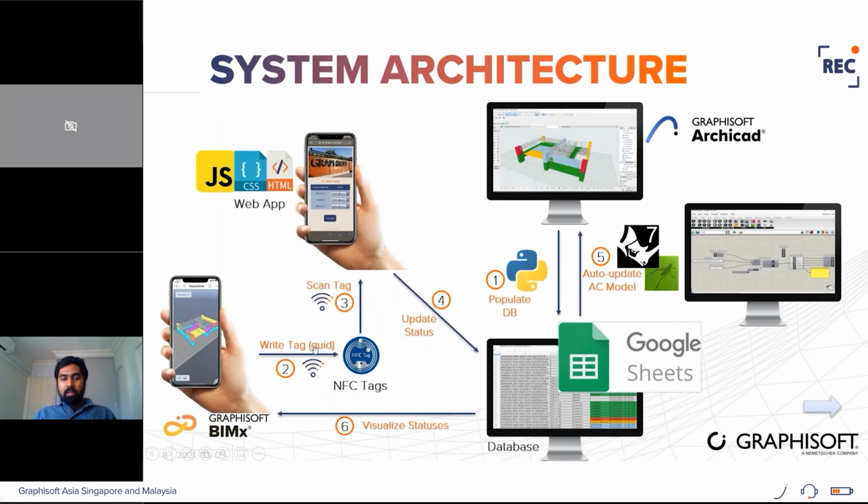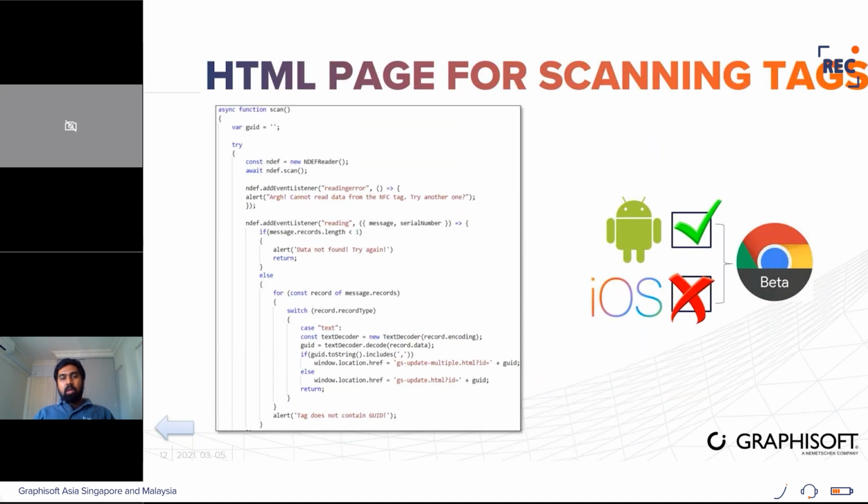Having said that, we are writing the tags with GUID information, and then for scanning the tags when it comes to the stages in construction processes, again we are using web services with the JavaScript inside, and again for scanning the same limitations apply. We can only use Google Chrome beta version in Android currently. So these code snippets are very simple, that we are just writing the GUID information as text data and then scanning it back to write it into the Google Sheets.